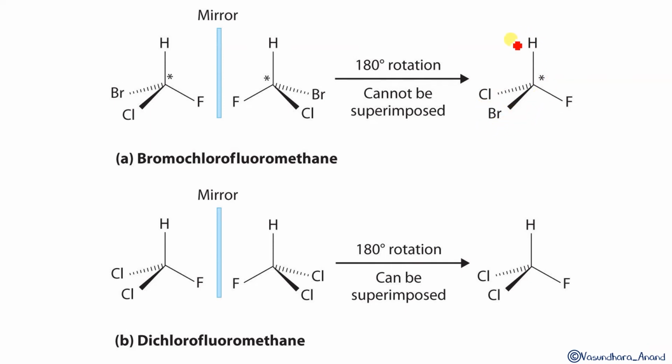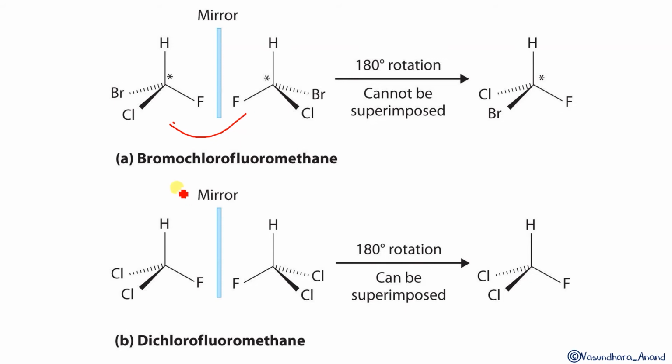So now try to superimpose this one on this. Is it going to superimpose? No, because here, look, bromine is in the backside and here the chlorine is in the backside. So this one is not going to superimpose on this mirror image, and that's why these two will be called enantiomers. We can say that they are mirror images and not superimposable, so they are enantiomers.